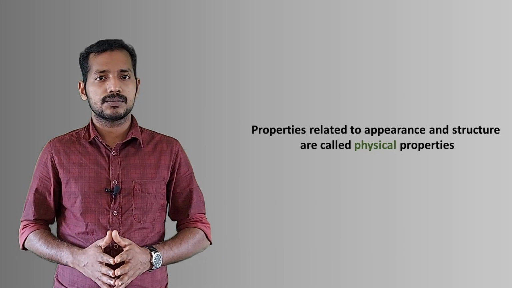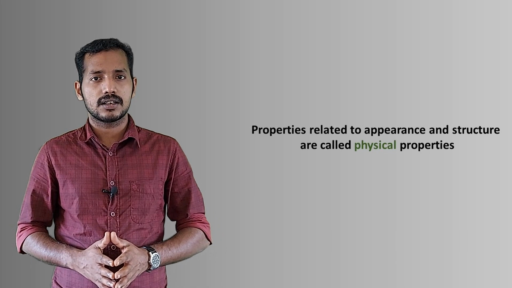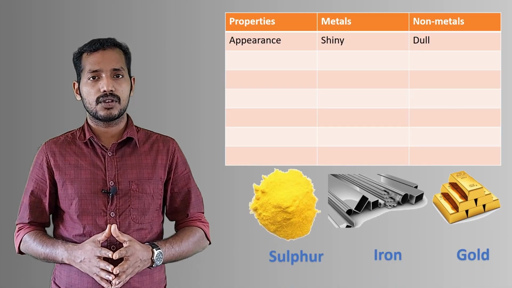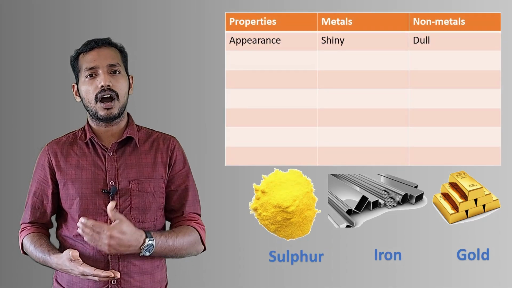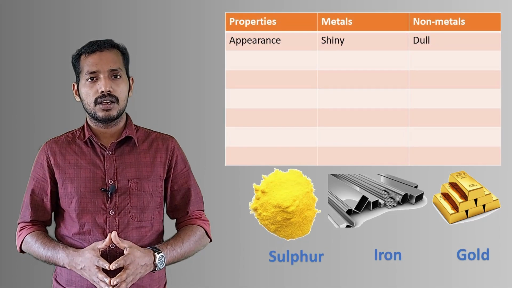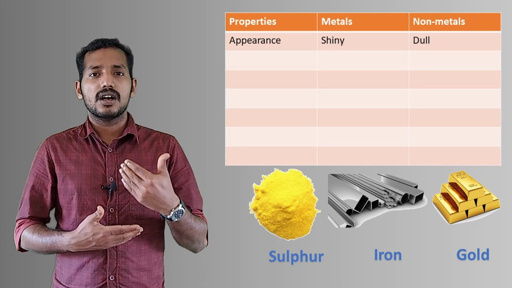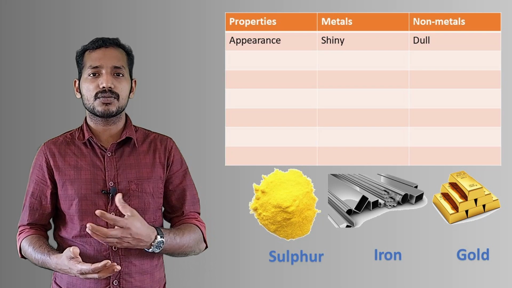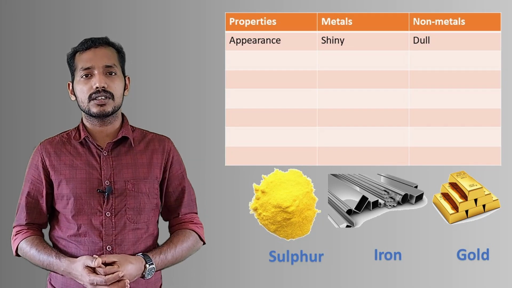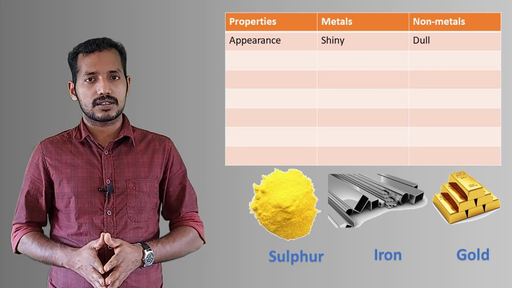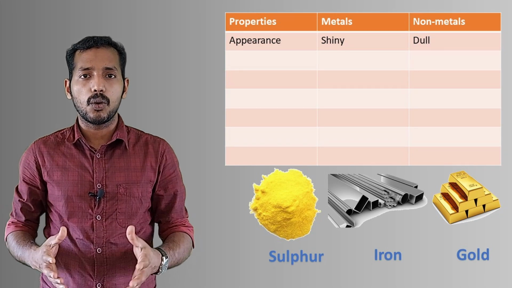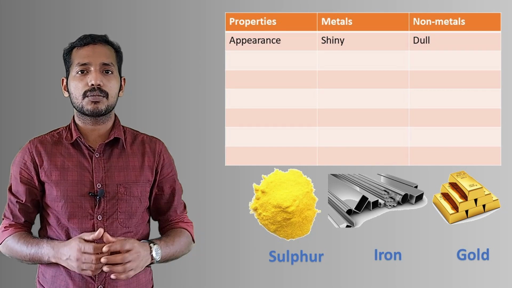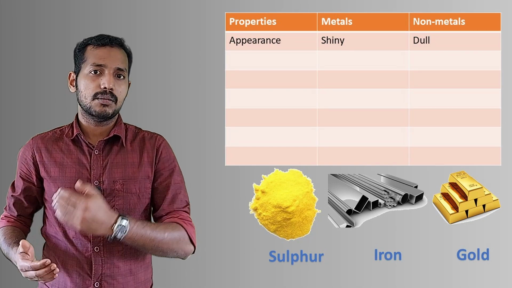How they appear. In case of metals, they are shiny in appearance, or we can say they are lustrous. For example, gold, silver, iron, steel, these are all metals. You can see that these are all shiny in appearance. While in case of non-metals, for example sulfur, if you take some sulfur powder, it will be dull in appearance. Or coal, dull in appearance. It's not shiny.